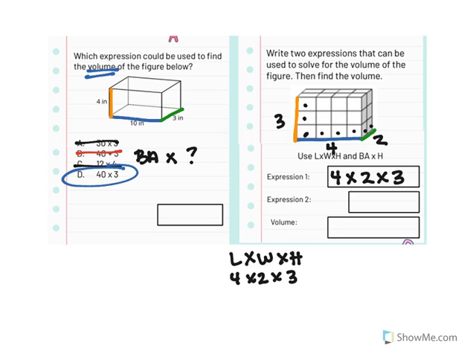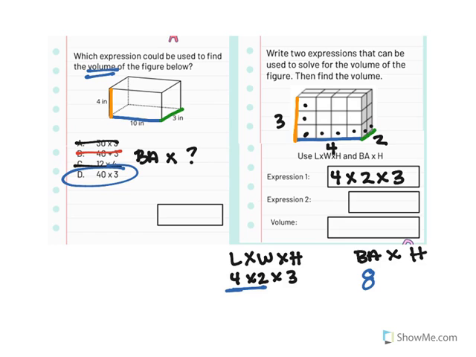Now we need to write a base area times height expression. If they want a base area times height expression, that means I'm going to use the length and the width to find the base area. My length is 4, my width is 2. 4 times 2 gives me 8.